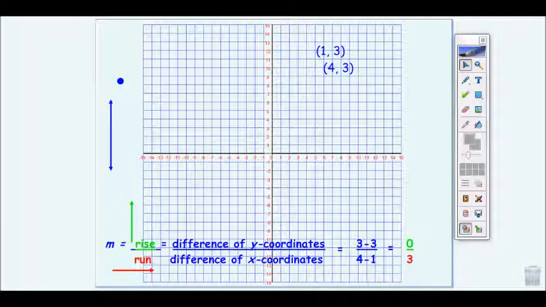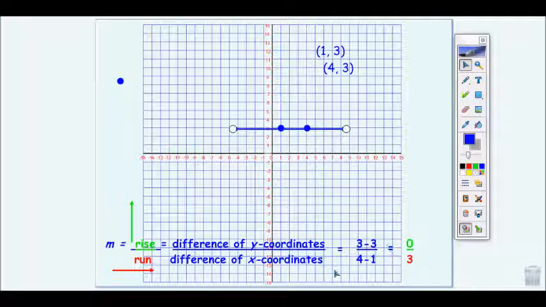The next slope we're going to look at comes from the point 1, 3, over 1, up 3, and 4, 3, over 4, up 3. Now you're going to notice this one is a horizontal line. So that means it's nice and flat. No slope to this line.